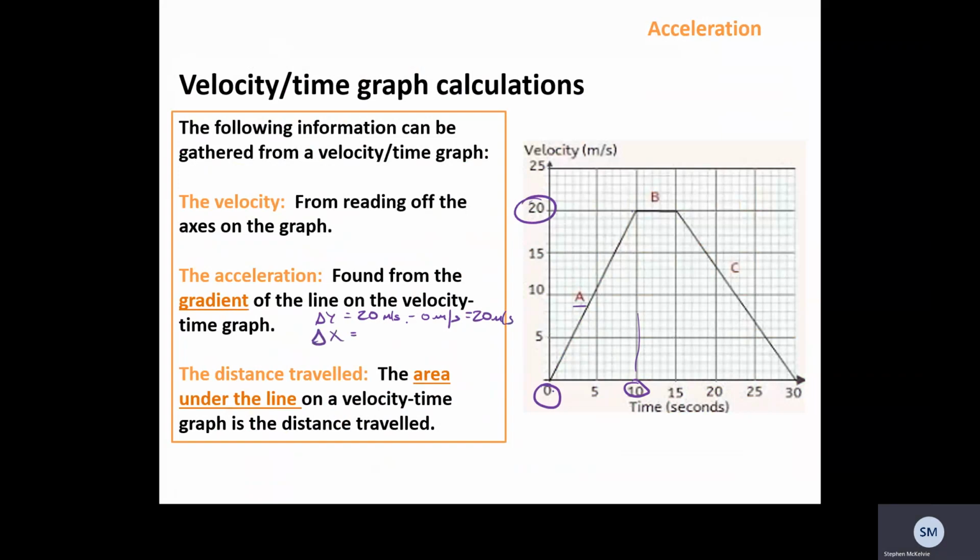Delta x, the change in the x-axis, which is time, ended up at 10 seconds. Take away the start, 0 seconds. So delta x is 10 seconds.